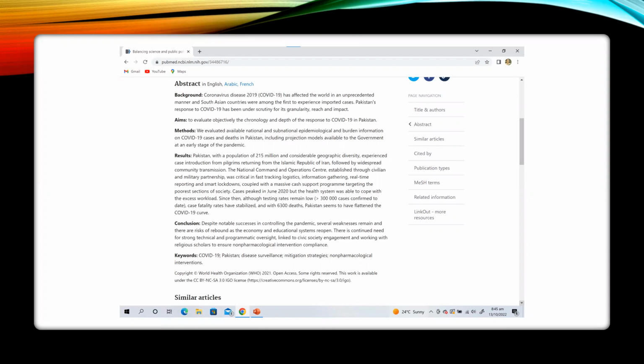There is a continued need for strong technical and programmatic oversight linked to civil society engagement and working with religious scholars to ensure non-pharmacological intervention compliance to control COVID-19. It was a study done by Naga Khan, and it was decided to make some policies, including that community participation should be there, and then the policy should be made to prolong all these treatments and preventions of COVID-19. Next, please.